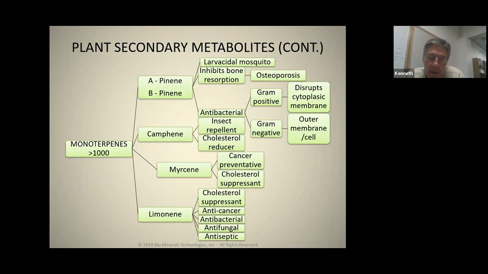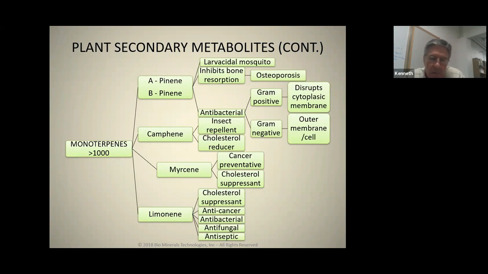That causes osteoporosis. It is also antibacterial for gram-positive and gram-negative microorganisms. These can be pathogenic microorganisms. Camphene, insect repellent, cholesterol reducer. Myrcene, cancer preventative, cholesterol suppressant. Limonene, cholesterol suppressant, anti-cancer, antibacterial, antifungal, antiseptic.